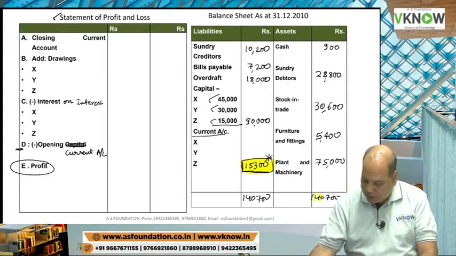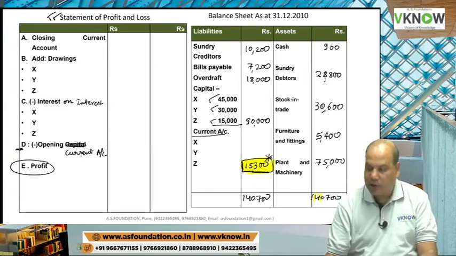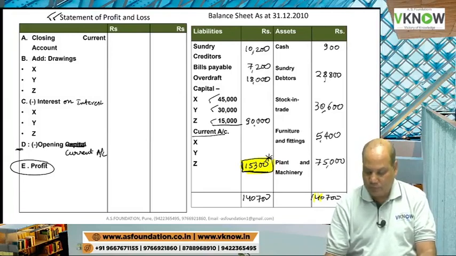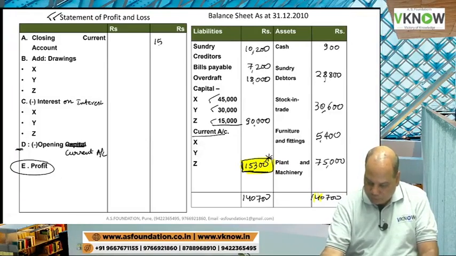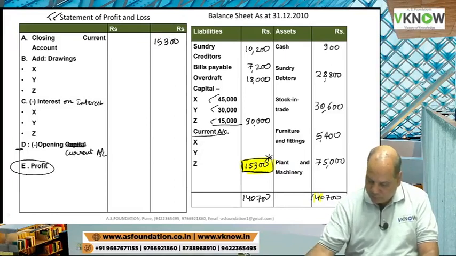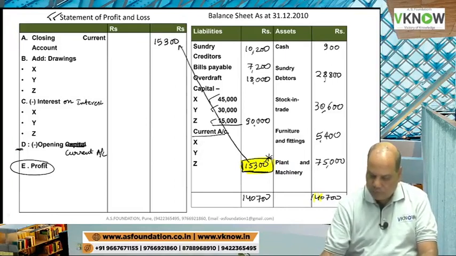So what I'll do, I will come now to the first format, statement of profit and loss. First write down closing current account 15,300. This figure we will shift it here.